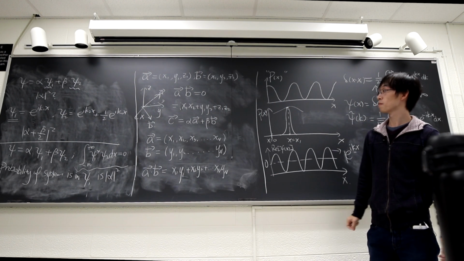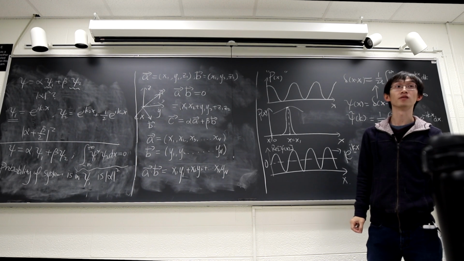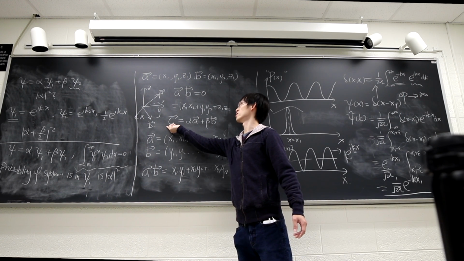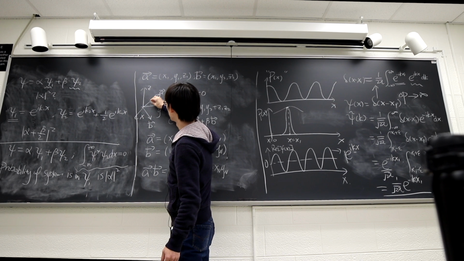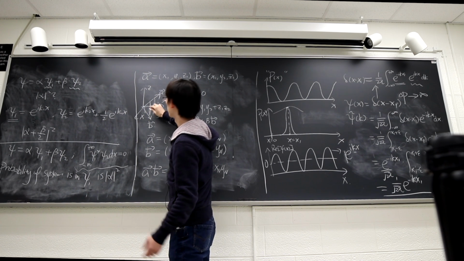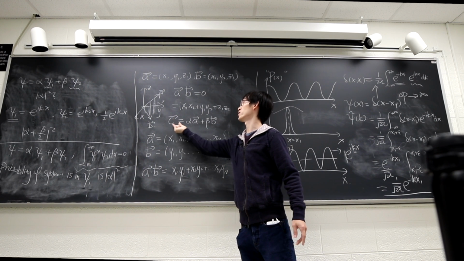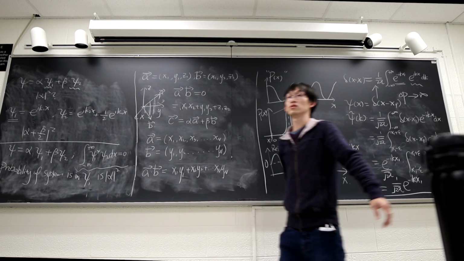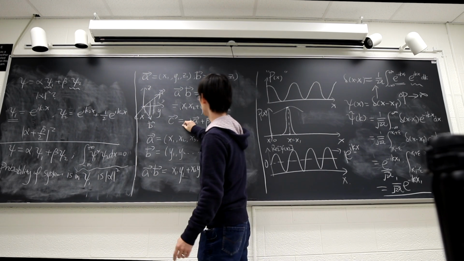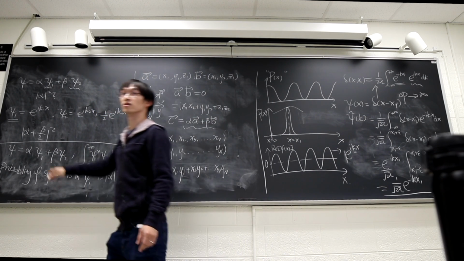Yes? C is not orthogonal to A and B? No, no. It's any vector. Any vector in the plane formed by A and B can be expressed as a linear combination. It's the same. You can think of this as the same as here. Okay. Yeah.